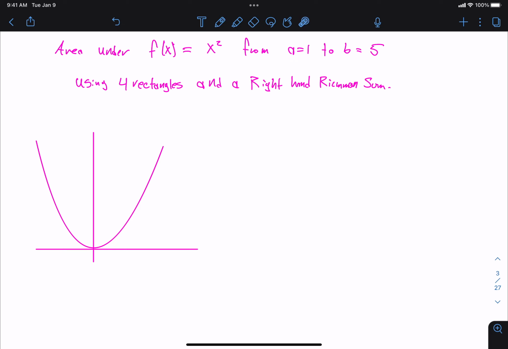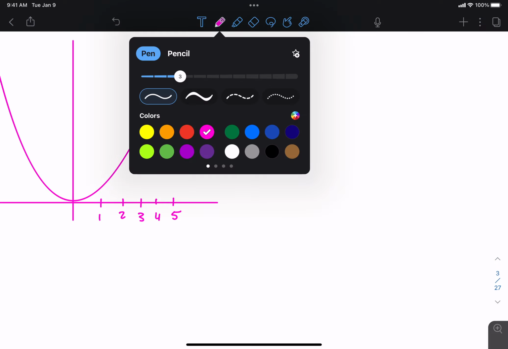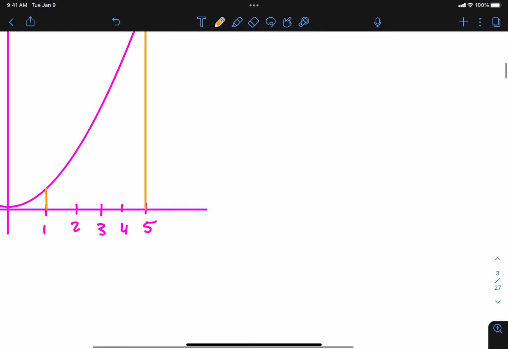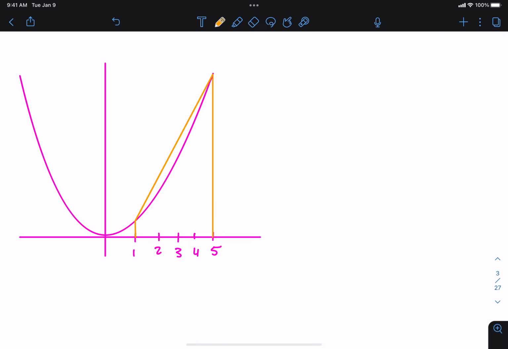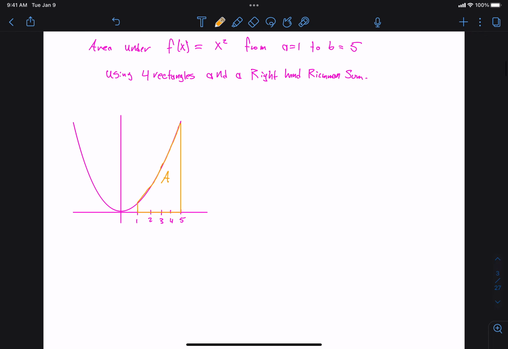So now what are we doing? We want to find the area underneath this function from a equals 1 to b equals 5. So here's 1, 2, 3, 4, and 5. What we're looking for at the end of the day is the area which is trapped between these two, which is trapped in this orange box. Okay, that's the area that we want. Are we all okay with the premise of the problem so far?